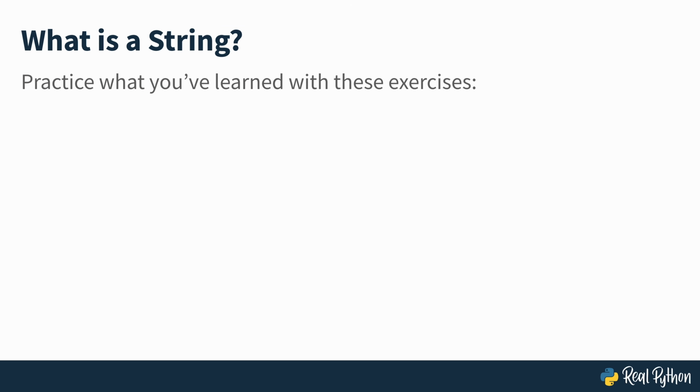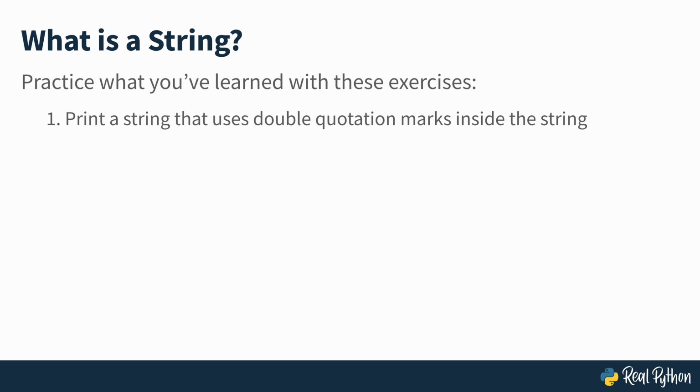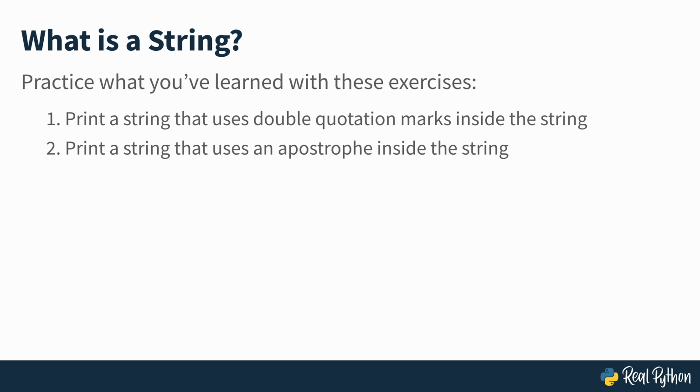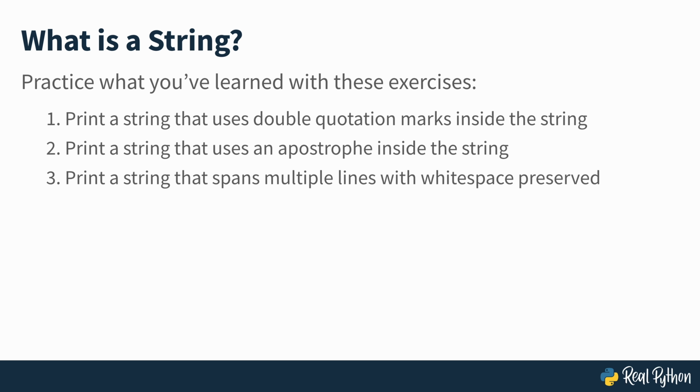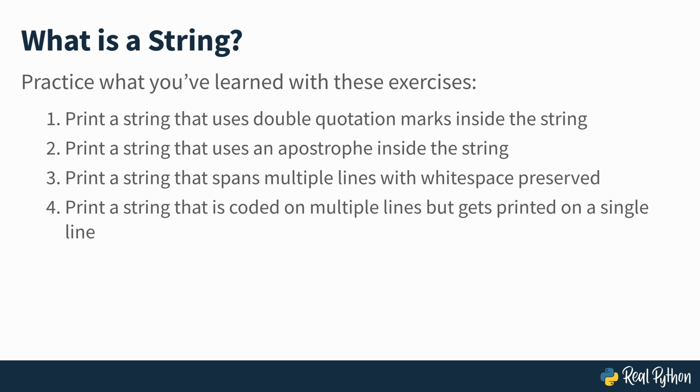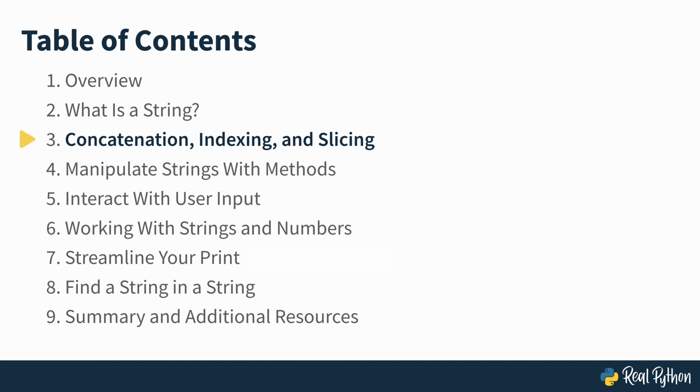Okay, here's a couple exercises for you to practice what you've learned. Try printing a string that uses double quotation marks inside the string. Then print a string that uses an apostrophe instead of the string. Try printing a string that spans multiple lines with white space preserved. And then print out a string that is coded on multiple lines but gets printed on a single line. Next up, you'll learn about concatenation, indexing, and slicing of strings.